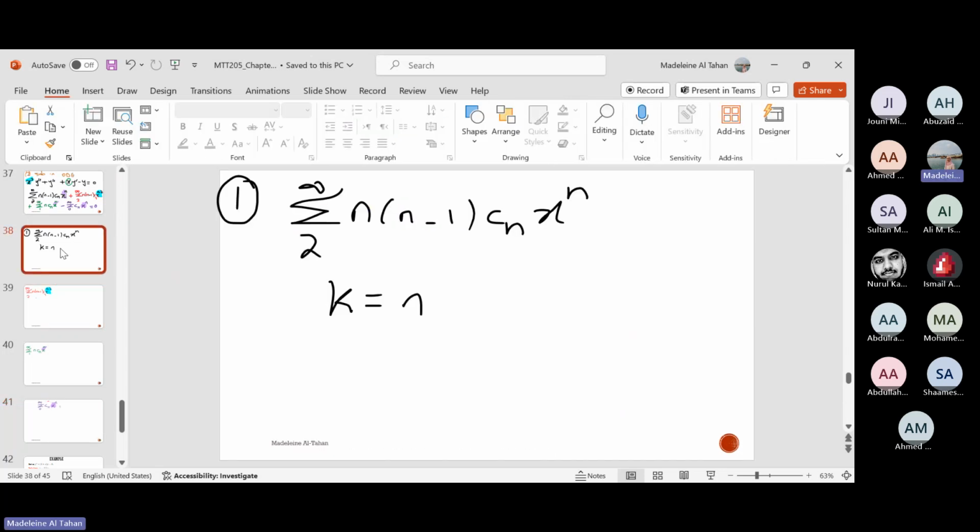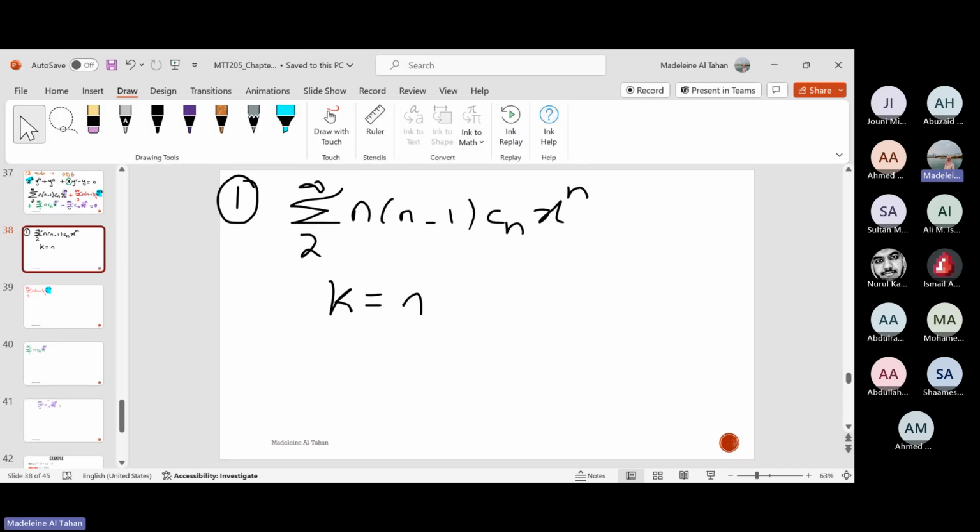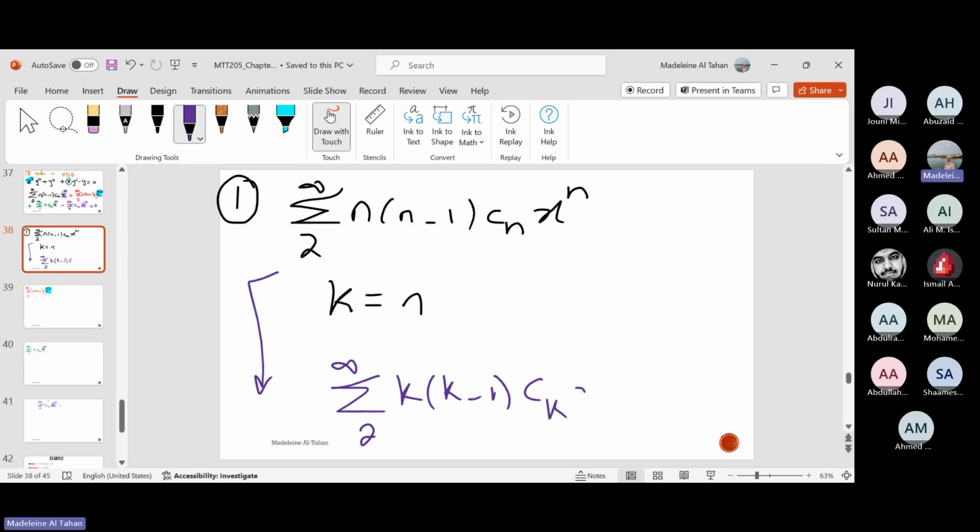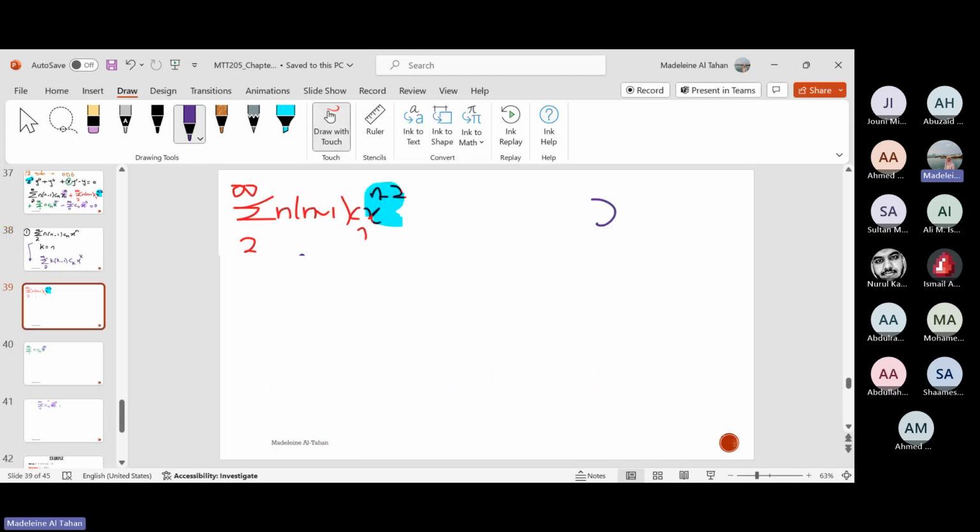This is series 1. We said K equal to N. So is it affected, miss? What will be the new one? Sigma 2 to infinity k into k minus 1, Ck, xk. Do we agree? Yes. Now this is series number 2. What should we put here? K equal N minus 2. So N is equal K plus 2.